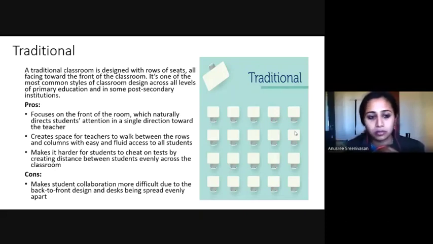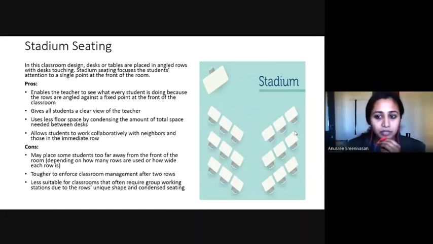So the stadium arrangement, like you might have seen, and I think in many modern schools we have the system of the stadium arrangement. We have a large audience, and this enables a teacher to see what every student is doing because the rows are designed at that angle, and it gives all the students a clear view of the teacher also.